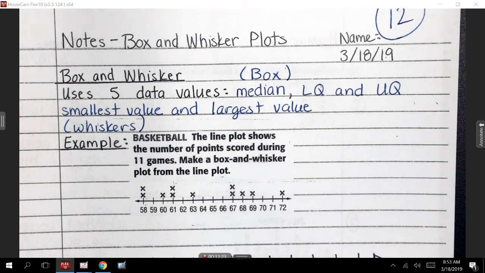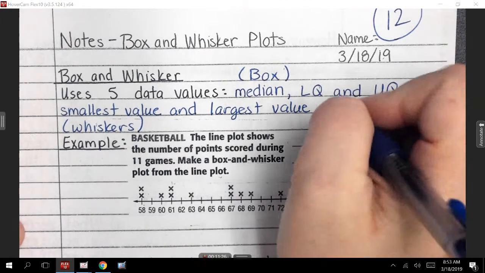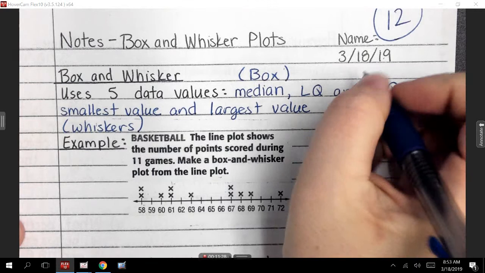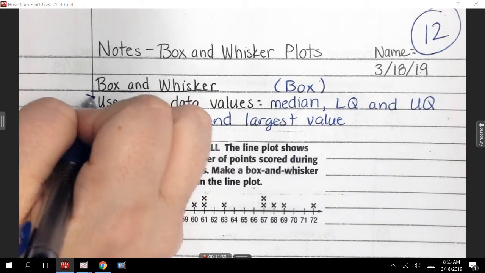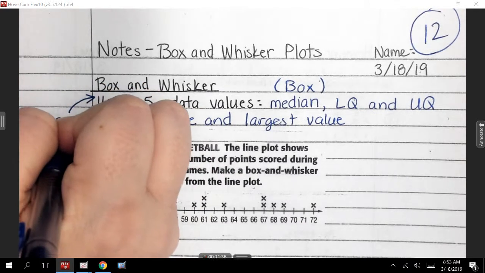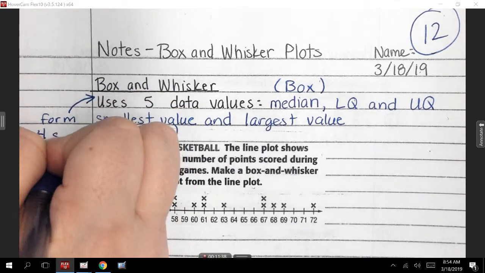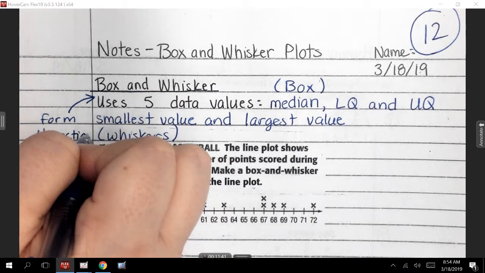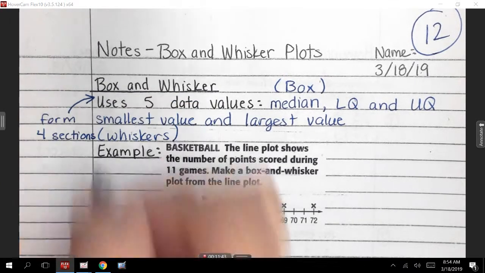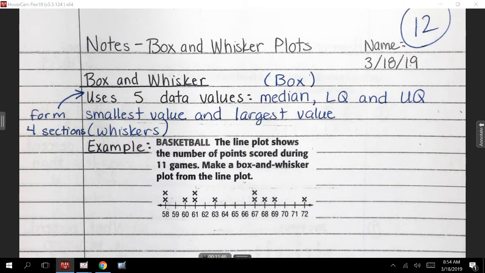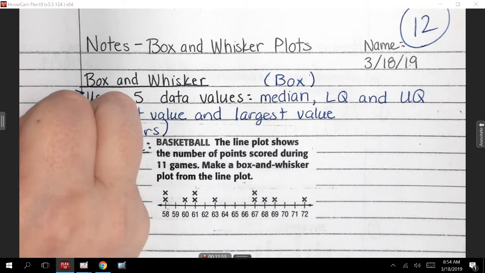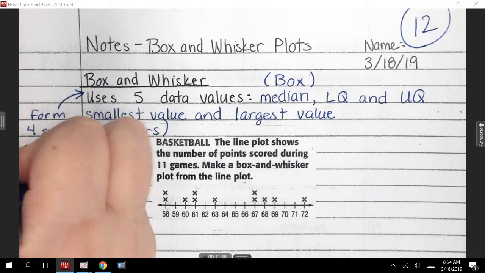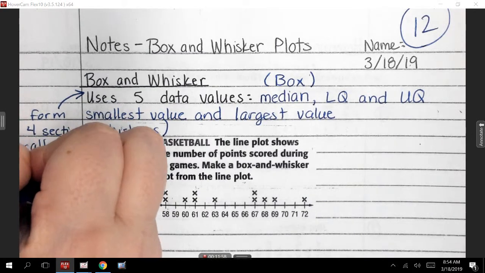These 5 values form 4 sections on your graph. 4 sections. Have we talked about 4 equal sections in statistics? Zach? Quartiles. Called quartiles.